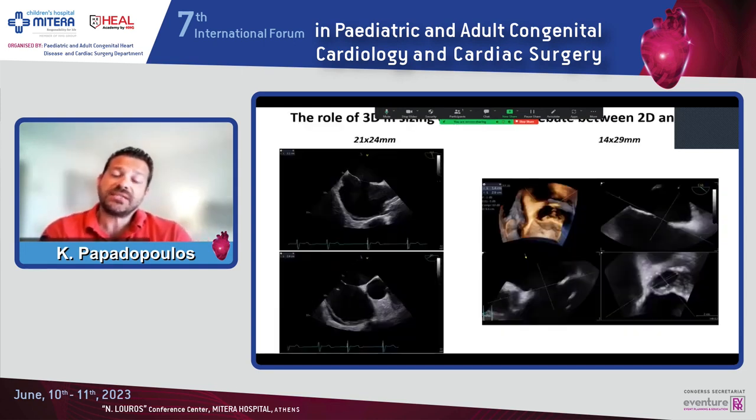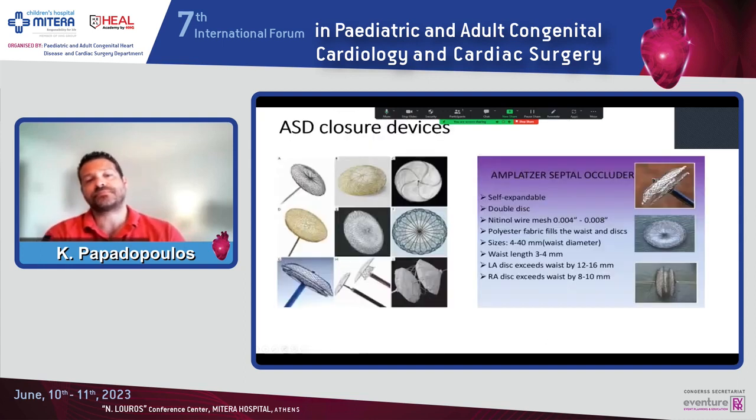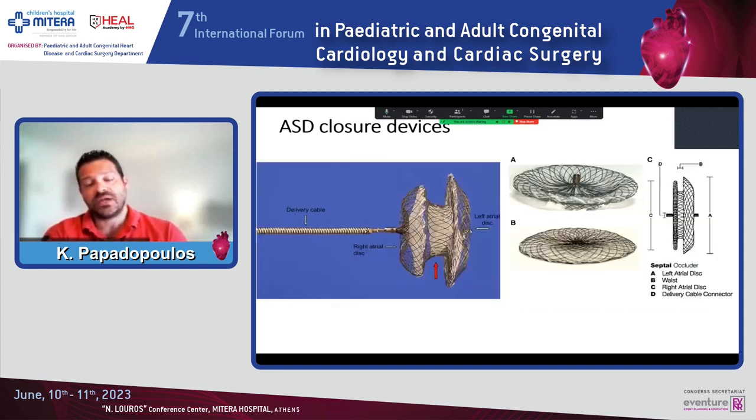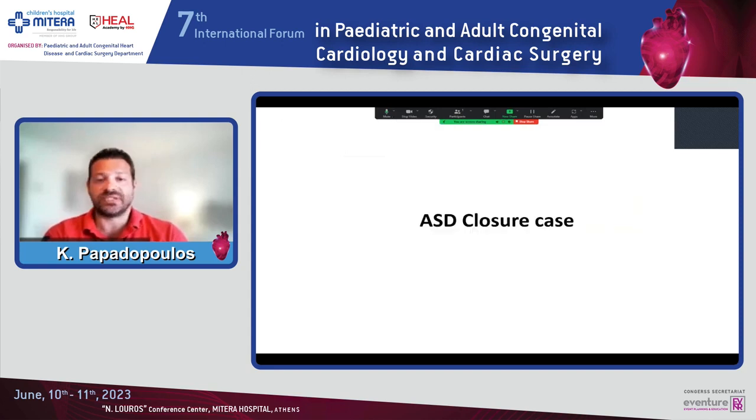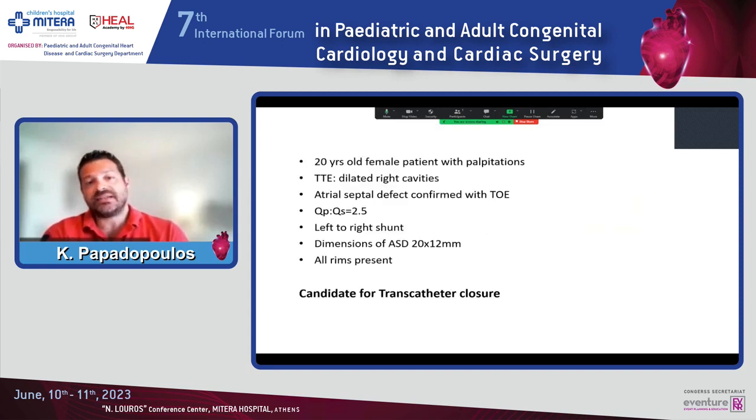We can be more accurate in measuring the maximum diameter of the ASD, like in this patient, because in 2D, we might lose the exact maximum diameter of the ASD. In 2D here, it was measured at 24 millimeters, whereas in 3D, it was measured at 29. These measurements are very useful for the correct sizing of the occluders. We usually go with an Amplatzer occluder with 2 discs. And in guidance, 3D is also very important.